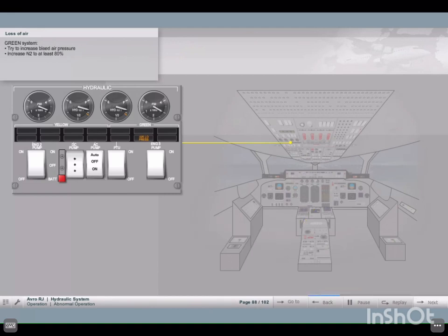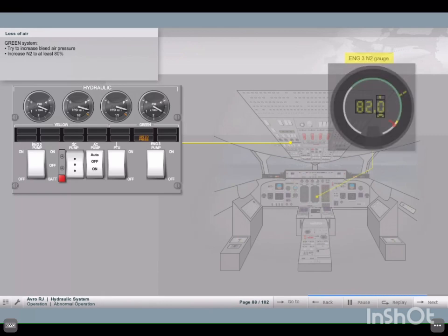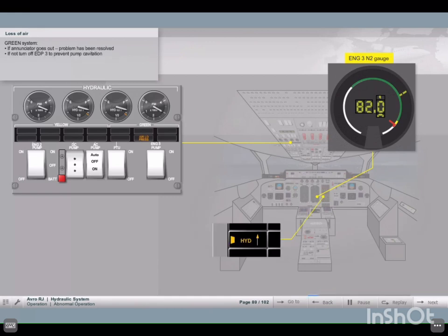First, try to increase bleed air pressure by increasing N2 to at least 80%. If the annunciator goes out, the problem has been resolved. If not, we must turn off EDP3 to prevent pump cavitation. Do it.